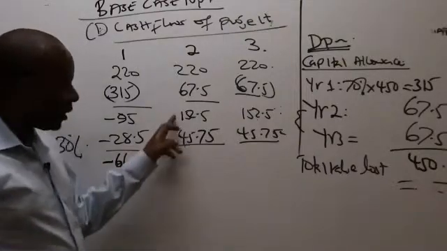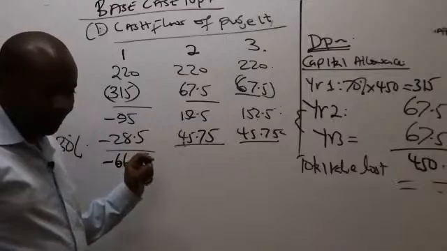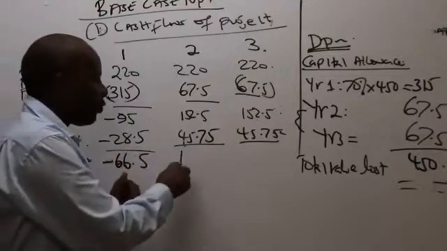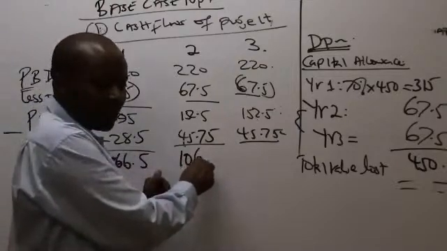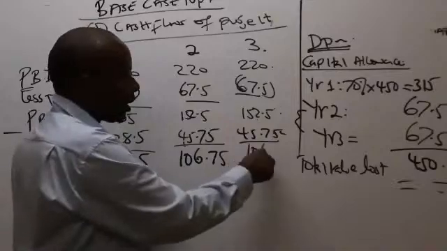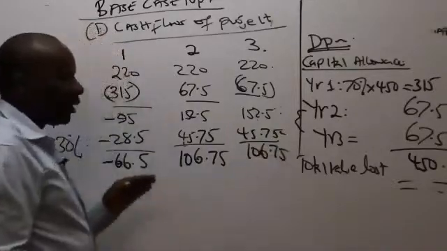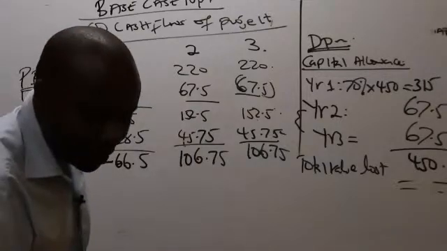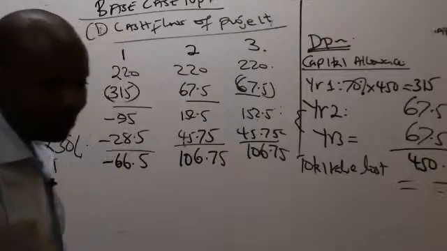Remember, you're subtracting. It's this minus this. So I'm being given a figure of 106.75. Thank you very much. Of course, having gotten profits after taxes, what do you think should be the next thing to be done? We add back depreciation, yes.